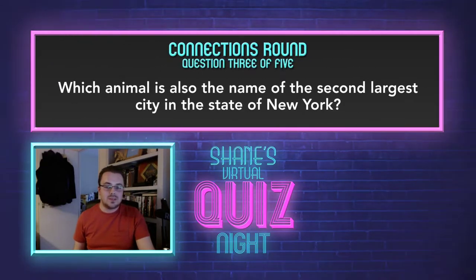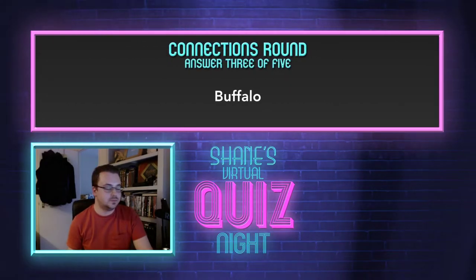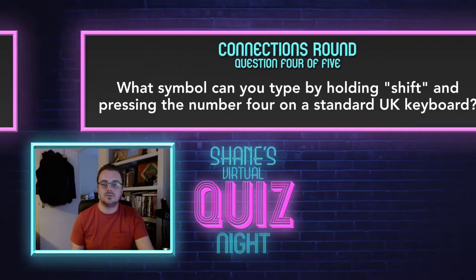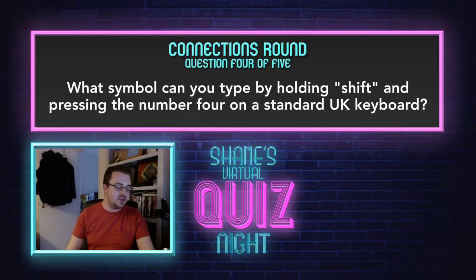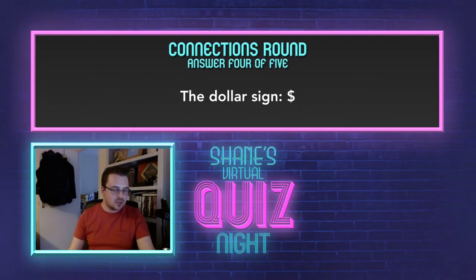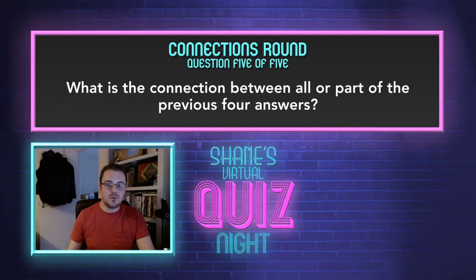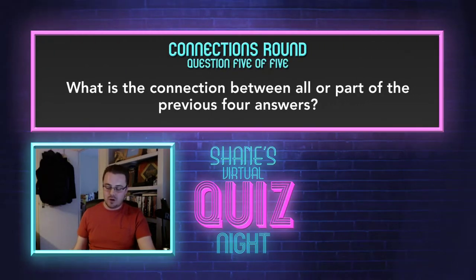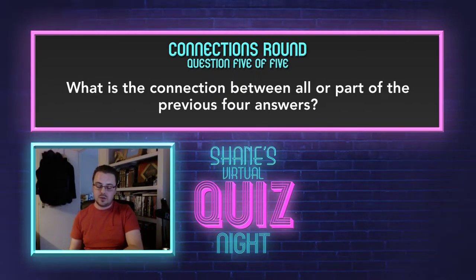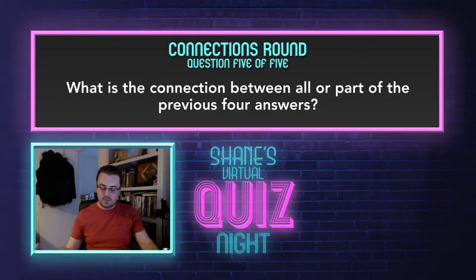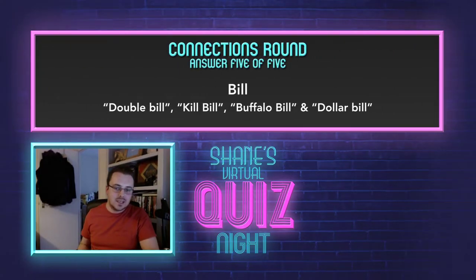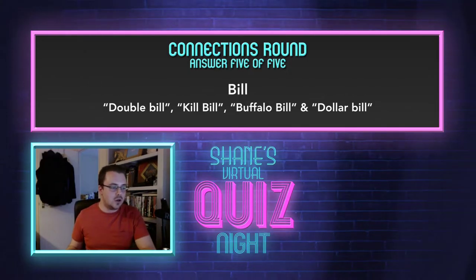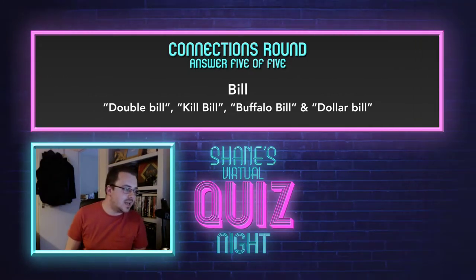Question three was, what animal is the second largest city in the state of New York? It is buffalo. And your fourth question was, what symbol can you type by holding shift and pressing the number 4 on a standard UK keyboard? It was the dollar sign. So the connection between all or part of the previous four answers, you've got double, you've got kill, you've got buffalo, and you've got dollar. The connection is bill, as in double bill, Kill Bill, Buffalo Bill, and dollar bill. So that was your connection to that round.